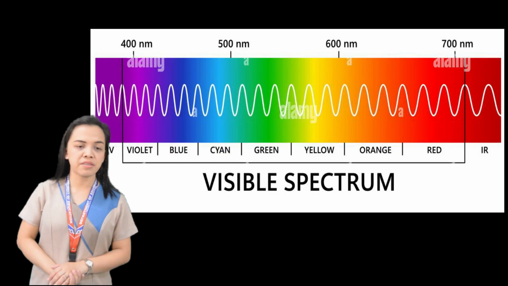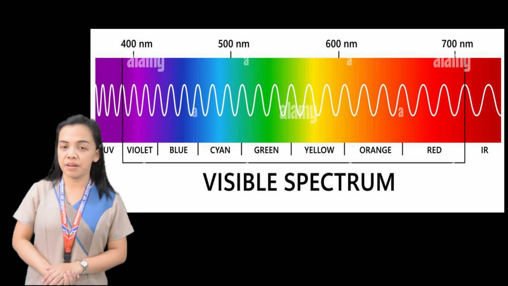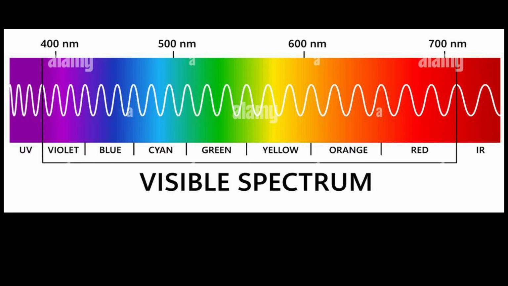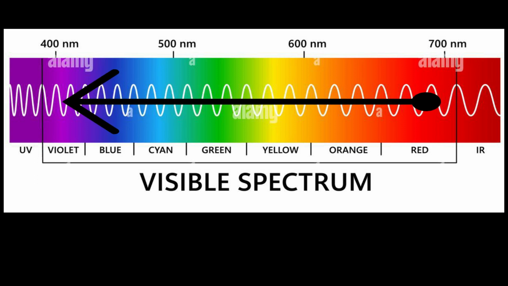Each color that makes up visible light has different wavelengths and frequencies, but travels at the same speed. From the figure on the visible spectrum of light, red light has the longest wavelength, while the violet spectrum of light has the shortest wavelength. The colors red, orange, yellow, green, blue, indigo, and violet are arranged in decreasing wavelengths, but in increasing frequency.